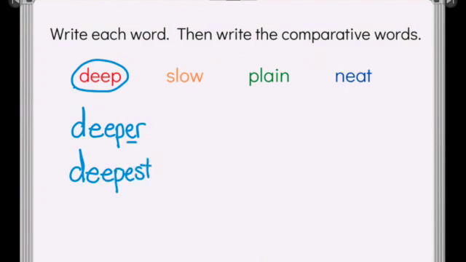If you'd like to, go ahead and circle and mark those endings so you really pay attention to that. Now, go ahead and continue doing that with the words slow, plain, and neat. The video will run for about 2 minutes while you do that.